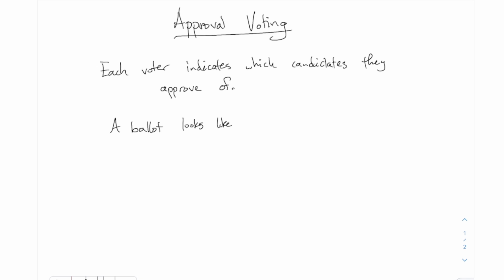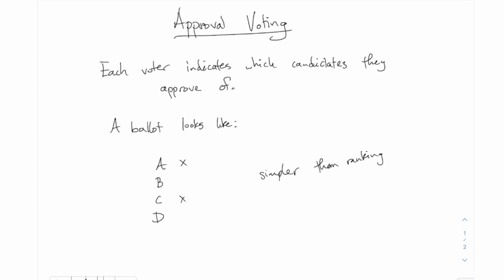looks like A, B, C, D, and maybe I say, I like that one and I like that one. This means I approve of A and C, but I do not approve of B and D. It's simpler than ranking your choices. It's simpler because your voters don't actually have to think too hard about it. They don't have to think, well, which one is actually the best? Which one is the second best? No, you just say which ones you like, which ones you don't like.